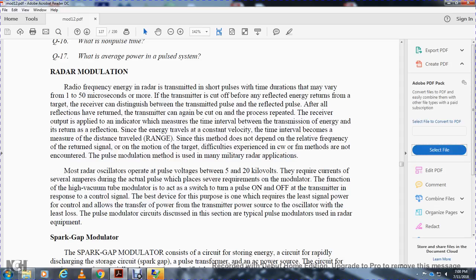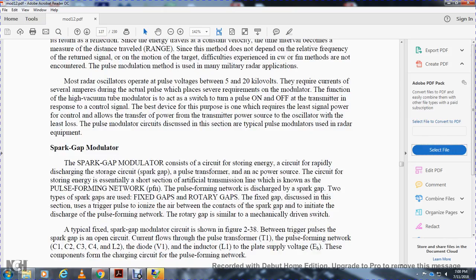The pulse modulator circuits: this section discusses typical pulse modulators used in radar equipment. First, the spark gap modulator. A spark gap modulator consists of a circuit that stores energy, which is rapidly discharged through the spark gap, and the pulse transformer. The AC power supplies the circuit for the storage of energy, essentially a short section of artificial transmission line known as the pulse forming network. The pulse forming network is discharged with a spark gap. Two types of spark gaps are used: the fixed gap and the rotary gap.